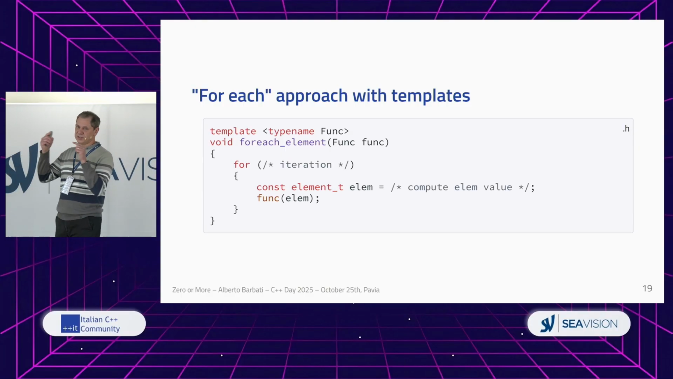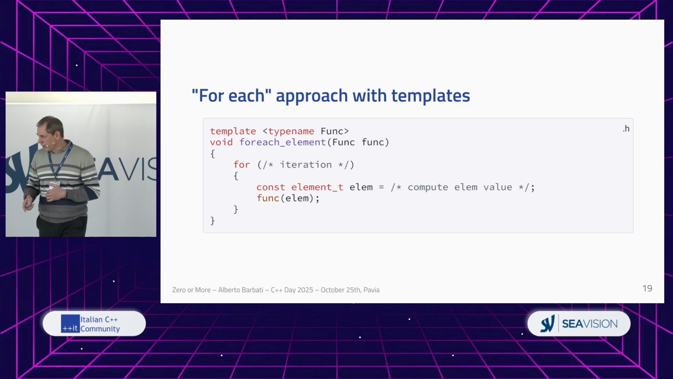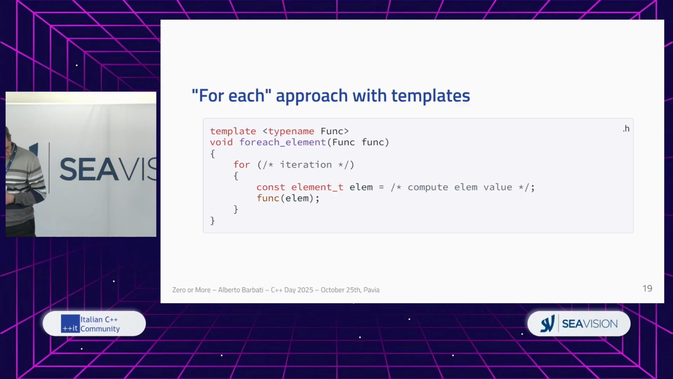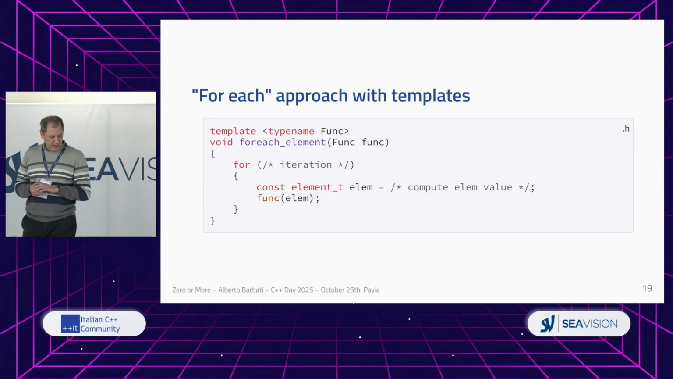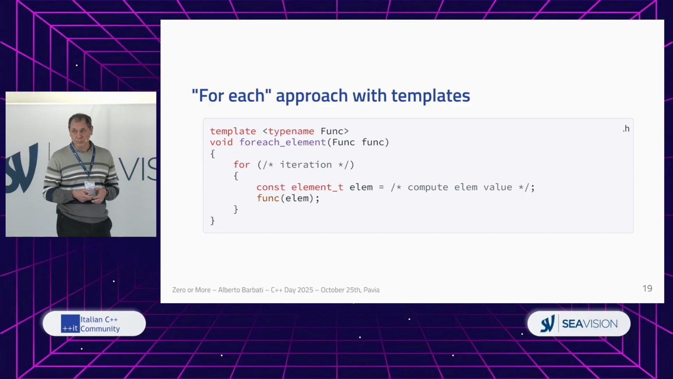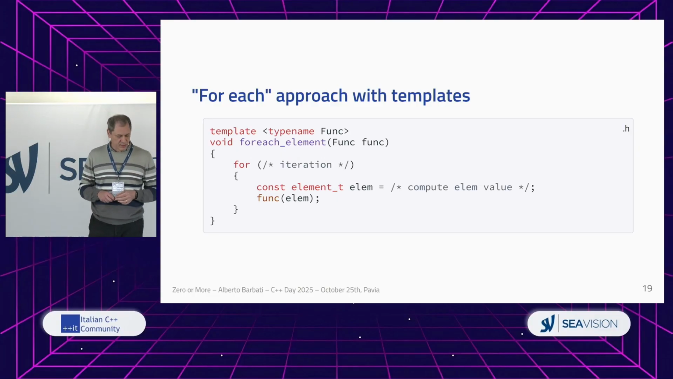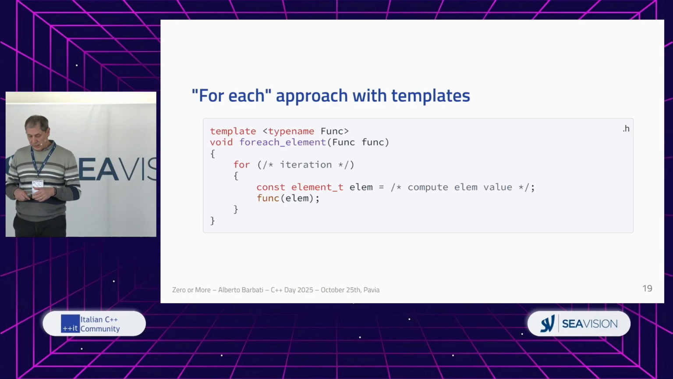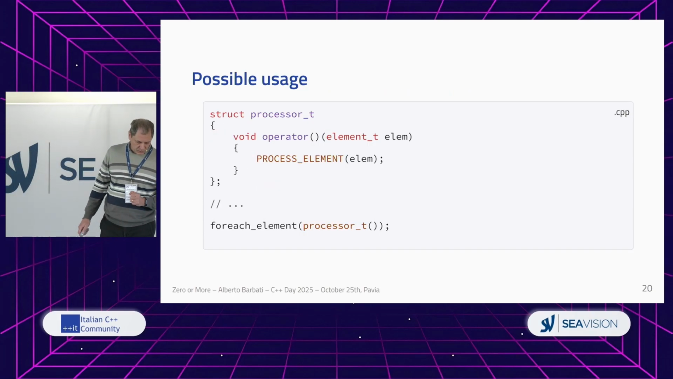On the other hand, since it's a template, there is one thing that we gain with respect to C: the function may be inlined by the compiler. If the call operator of the func is small enough, then the func elem can be substituted by the compiler right here, and the code may be more efficient with respect to the C version that calls the function through a function pointer.